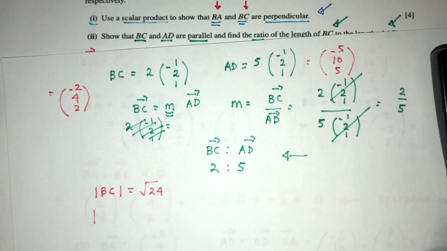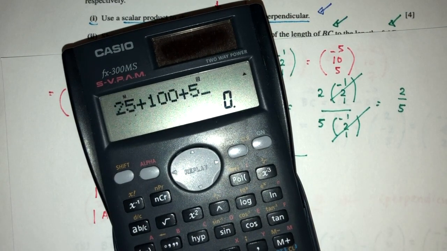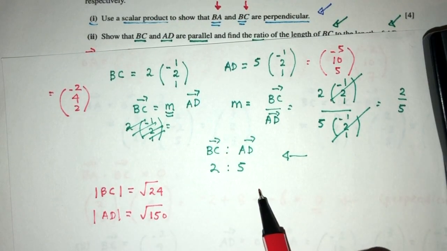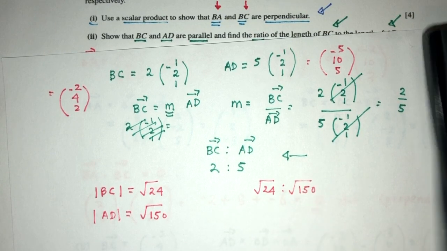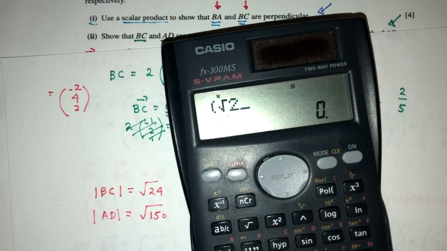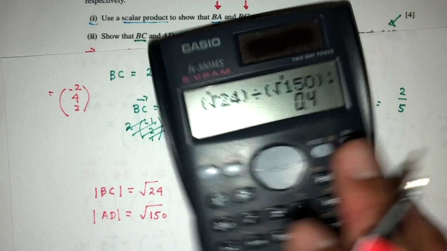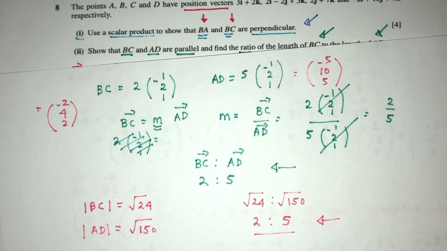And the length of AD will be what? 25 plus 100 plus 25. So that should be 150. So the ratio of BC, which is root of 24, against root of 150. So let's find out. Root of 24 divided by root of 150. That will be, bam, 0.4, which is 2 over 5. So 2 over 5 will be the ratio of the length of BC and AD. And that will be your question in regards to vectors.